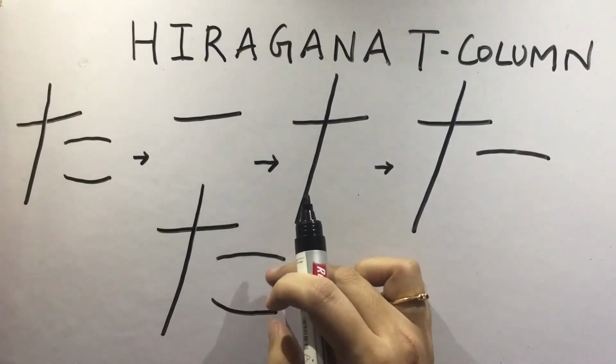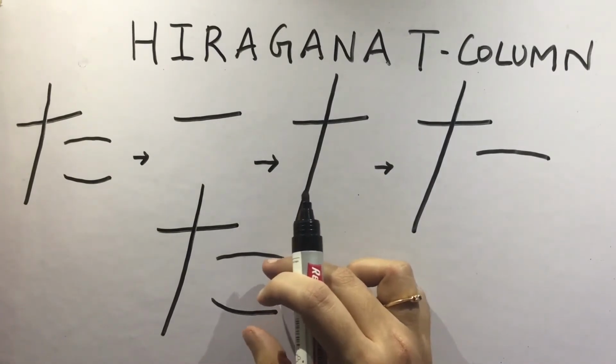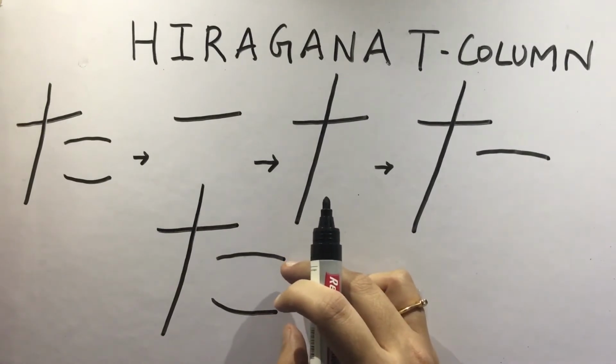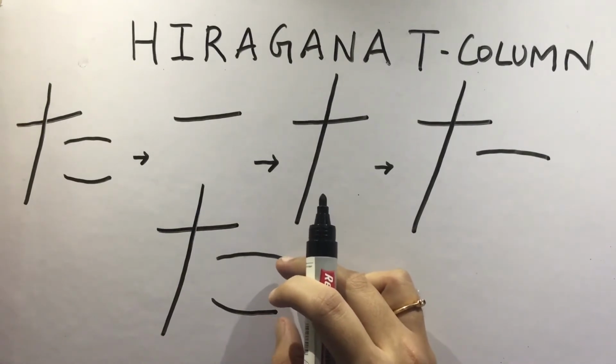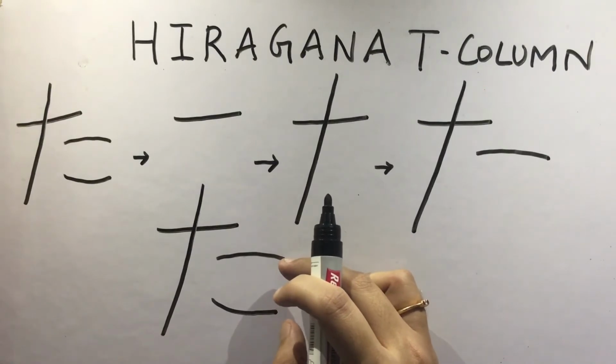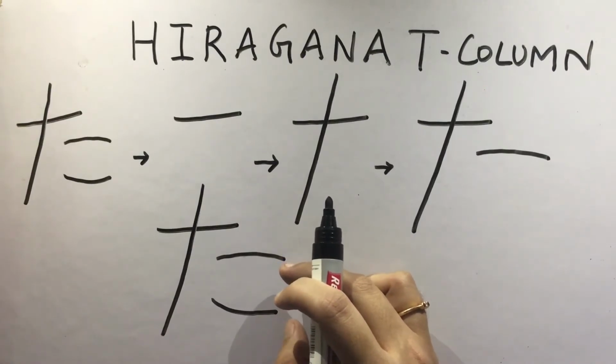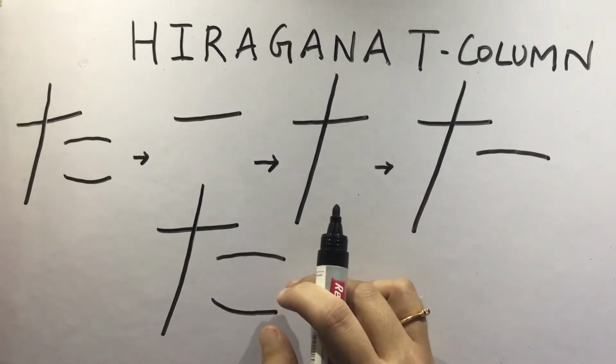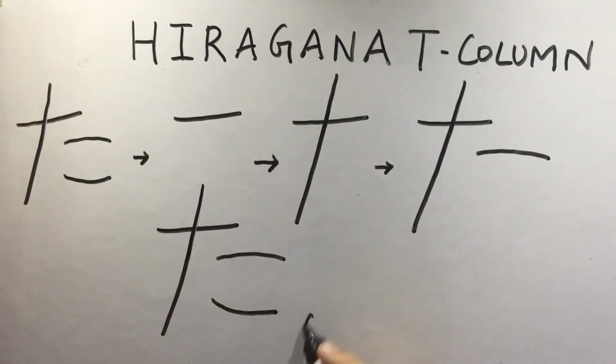This portion, third and fourth stroke, looks like you're holding a ball, and you might remember that this character you have learned in previous lessons. I have shown it in my previous lessons, which is ko. It looks a bit like ko. And this is ta, the first character of the T column.